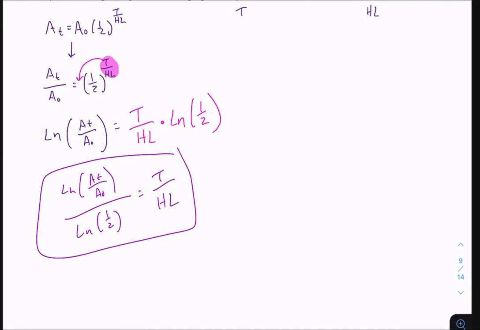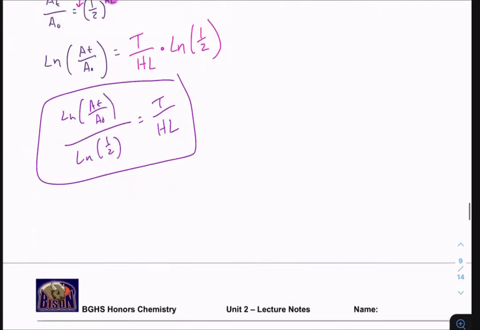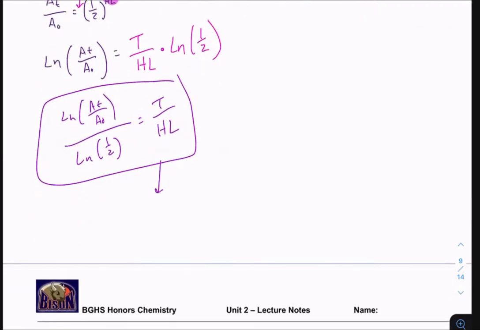The easier one to solve for is time. How could I solve for just time? How could I get time all alone? Good. Multiply by just the half-life. Okay, so we have a divergence here. When I multiply both sides by half-life, this is what I get.